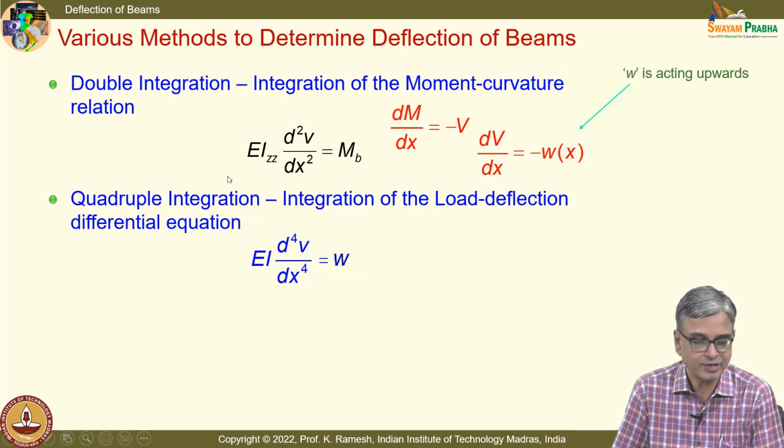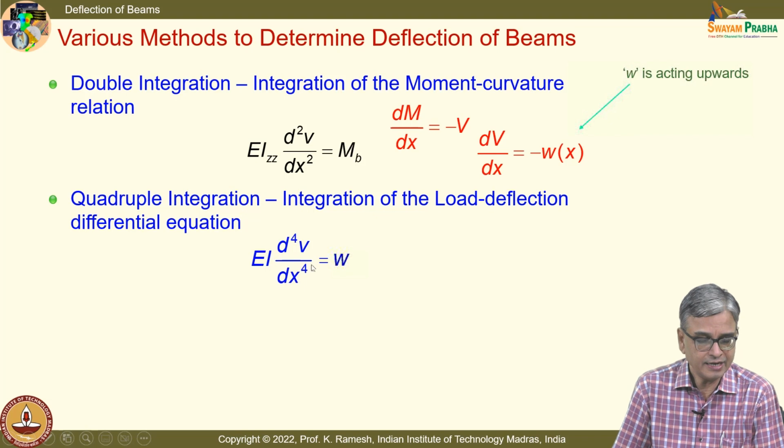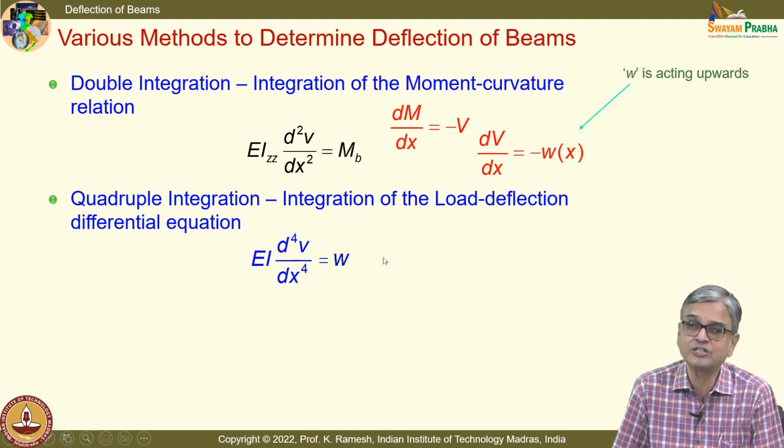Otherwise, I should have had d²/dx² of EIzz d²v/dx². I cannot take EIz out. If I have a homogeneous beam, with a constant value of moment of inertia, I can take this out, and the advantage here is I deal directly with the load.